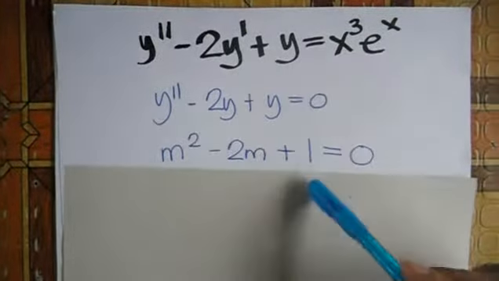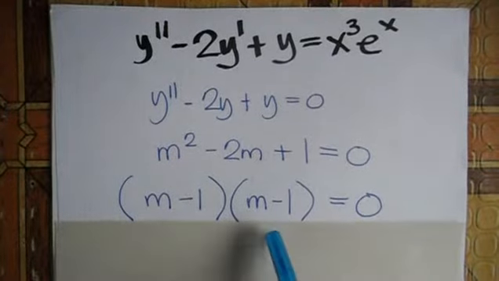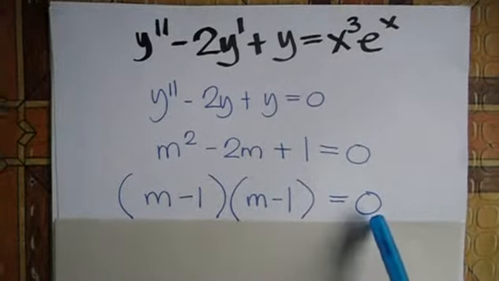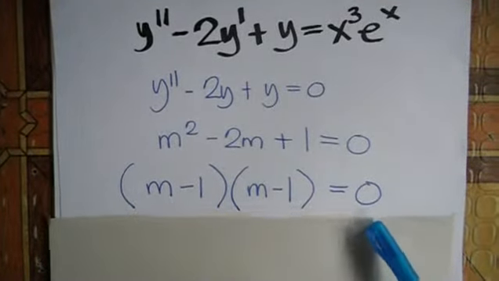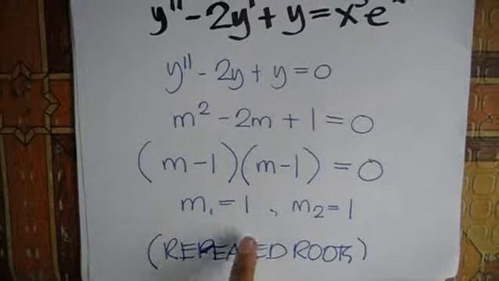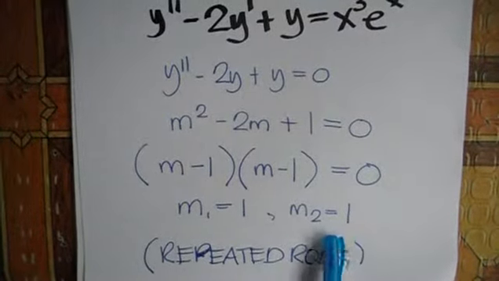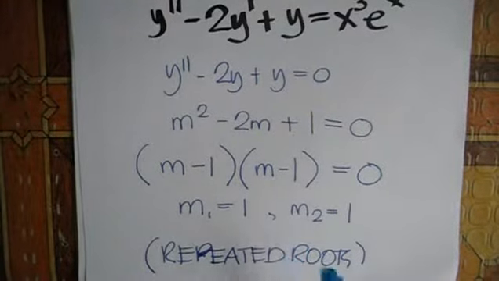Factoring this part of the equation, it becomes like this: m minus 1 squared is equal to 0. Equating both factors to 0, we get the roots. So our roots are m1 is equal to 1 and m2 is equal to 1. So this is a case wherein the roots are repeated.